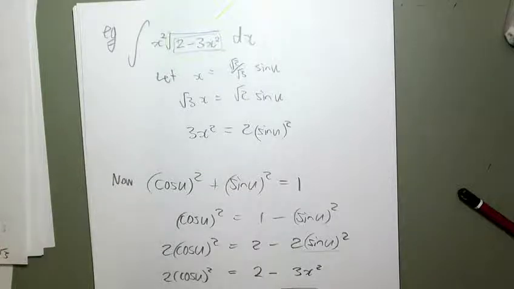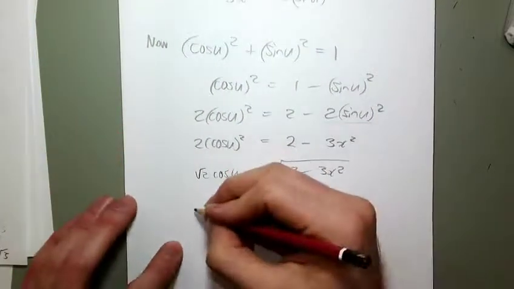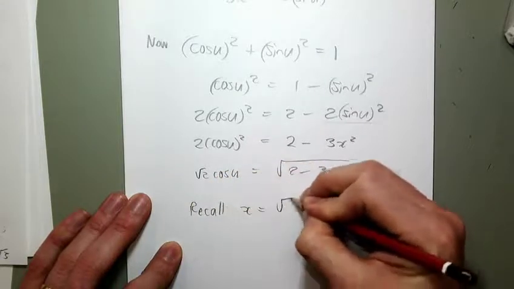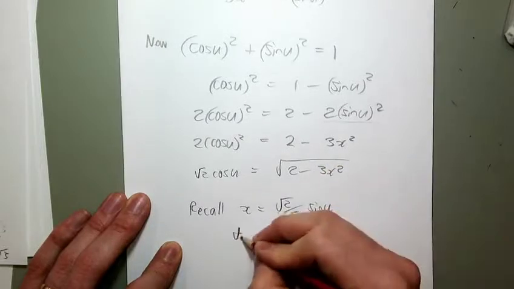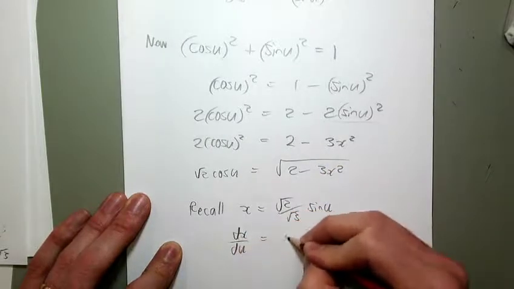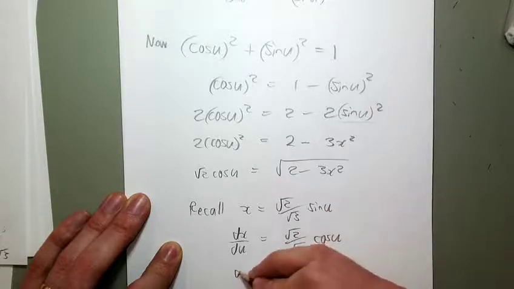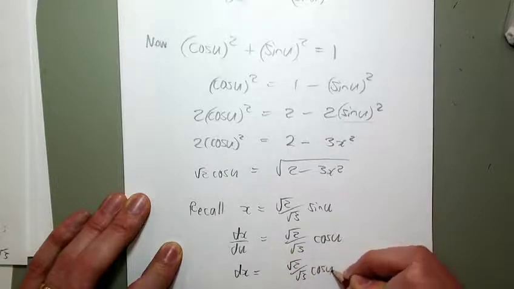Now I need to deal with the x squared and the dx, because everything has to turn into u. So let's see. I'll deal with the dx now. So recall that x was equal to root 2 on root 3 sine u, and so therefore dx on du was root 2 on root 3 cos u. So dx is actually root 2 on root 3 cos u du.